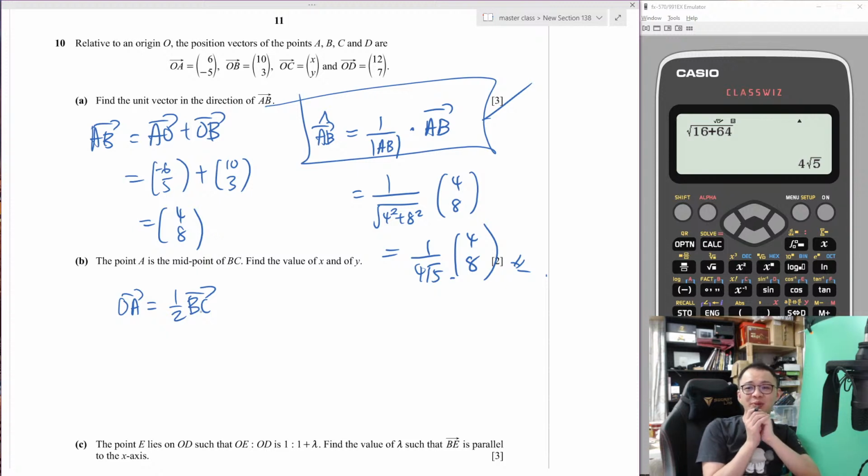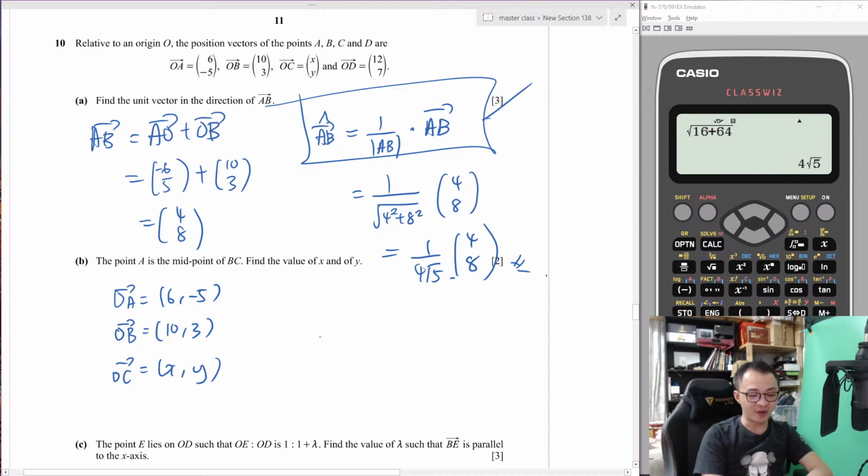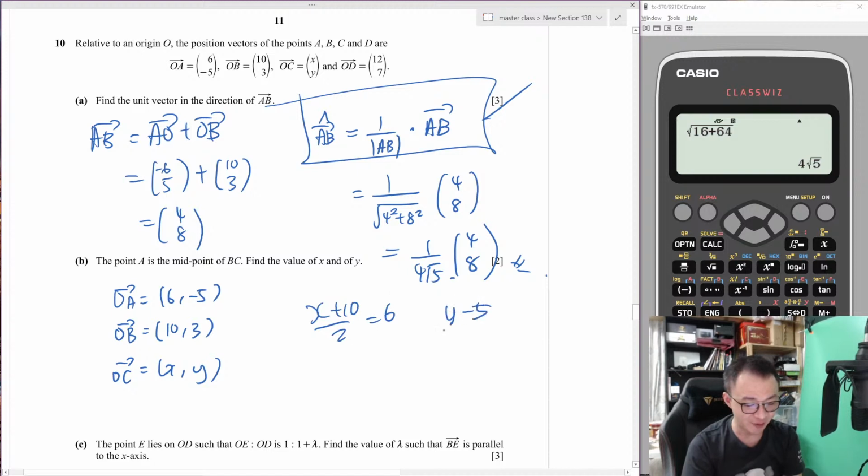But when we do that, we must be careful as well. So over here, because I know OA actually we can say is the coordinate of A, if I want to use coordinates, I can say this is 6, -5. Then OB is 10, 3. And my OC is x, y. So I can use the midpoint formula, right? Because I already know OA is coordinate A. So therefore I can use the midpoint formula: (x plus 10) over 2 equals 6, then (y plus 3) over 2 equals -5.